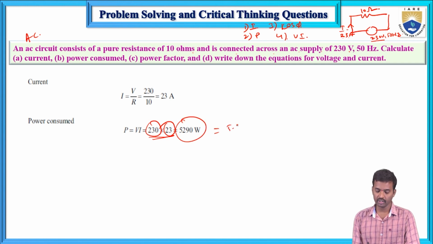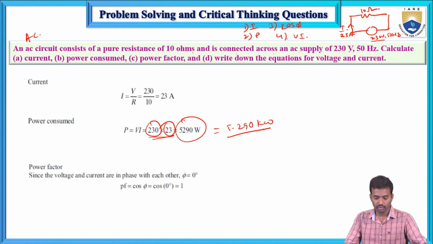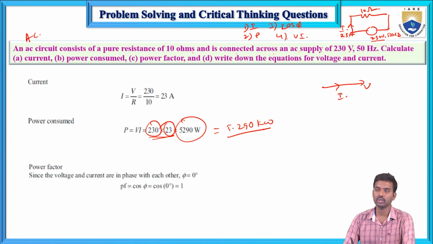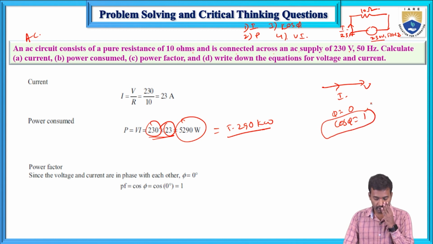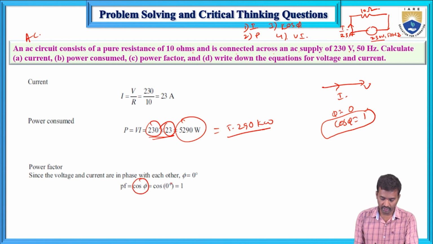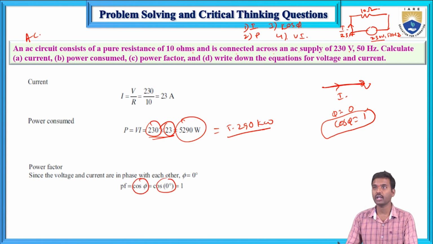That means 5.290 kilowatts. So now what about the power factor? In the pure resistive case, voltage and current both are in phase. So the angle between this voltage vector and current vector is 0. So phi value is 0, which means cos phi, the power factor, equals 1. Power factor angle is 0 because the voltage vector and current vector are both in phase, that angle is 0, which means power factor is 1.